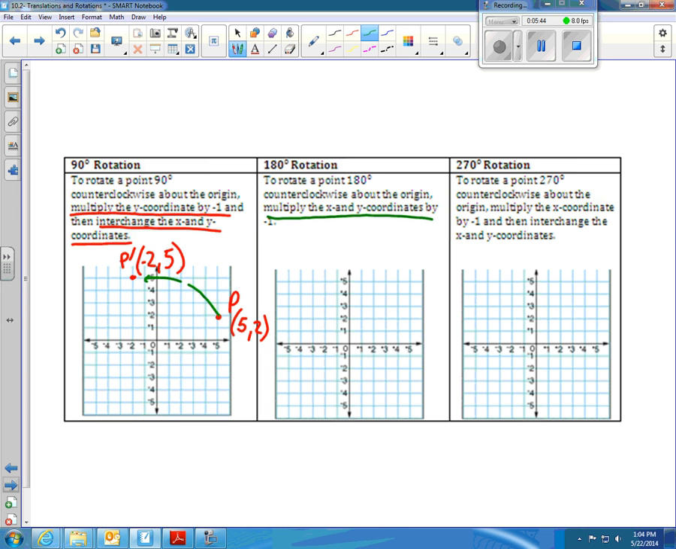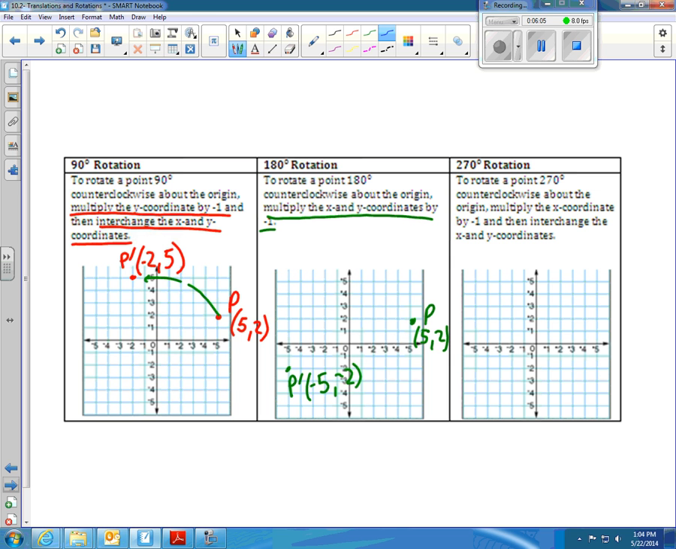All right, a 180-degree rotation counterclockwise about the origin says you multiply the x and the y coordinates by -1. So not too bad for that one. Let's use P at 5, 2. We're going to multiply our x and our y coordinates by -1. Don't have to switch them, so we get -5, -2. P prime is at -5, -2.